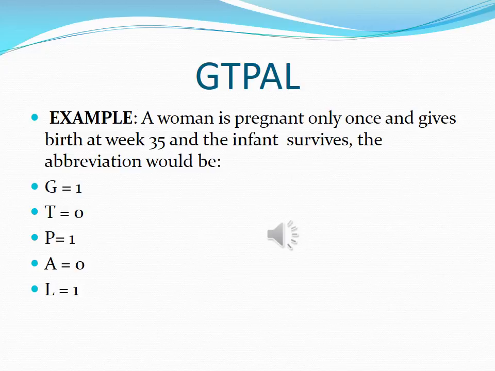GTPAL, example, a woman is pregnant only once and gives birth at 35 weeks and the infant survives. The abbreviation would be G = 1, T = 0, P = 1, A = 0, L = 1. Refer to the previous slide for more information.